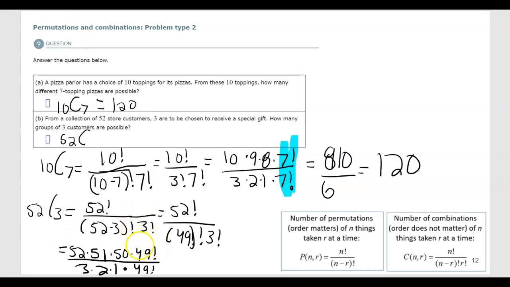Okay, we should end up with something like this. This part simplifies, and if we put that in a calculator, those are some really big numbers. We get 22,100 options. Okay, good job, you guys. This is all for skill 9.